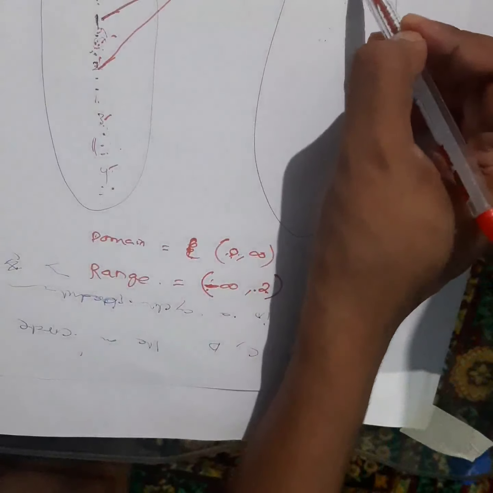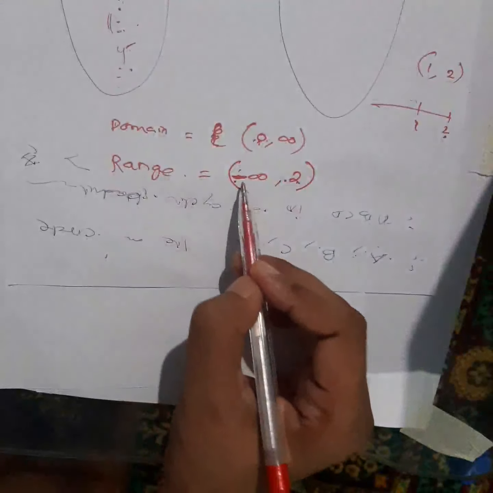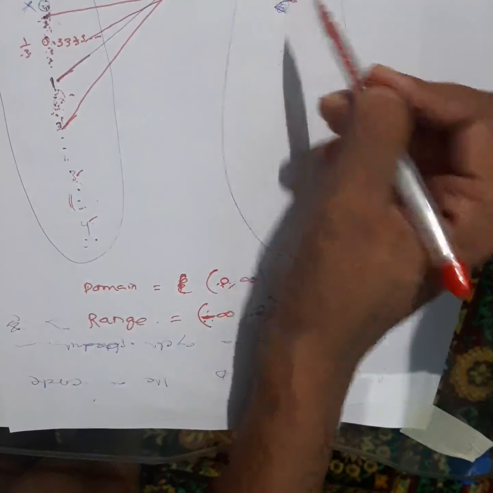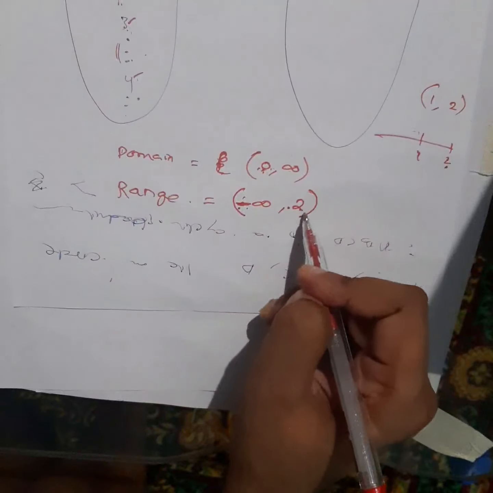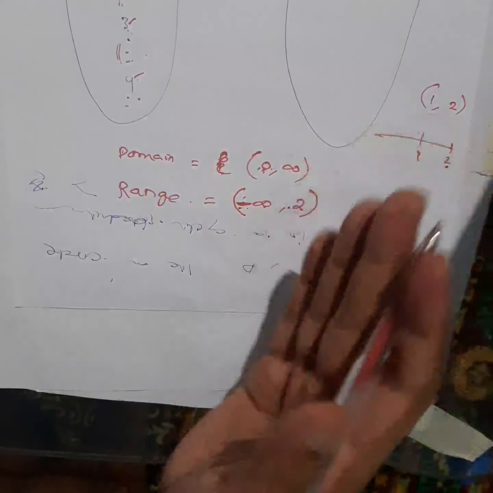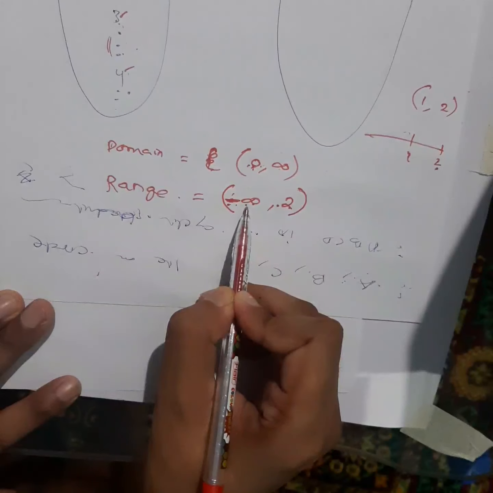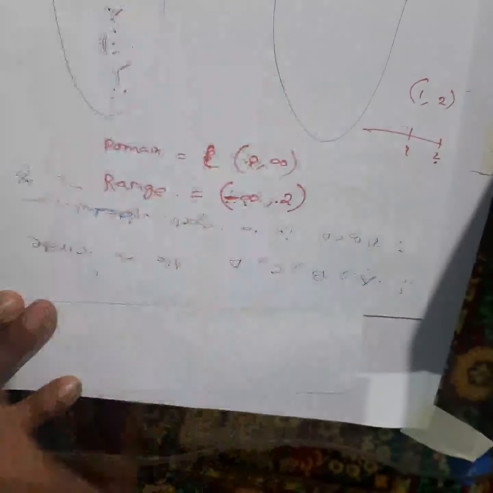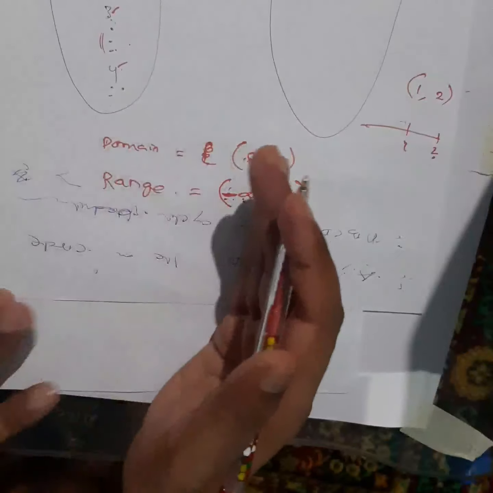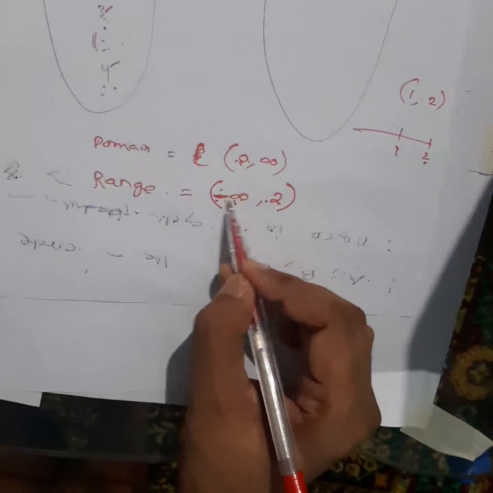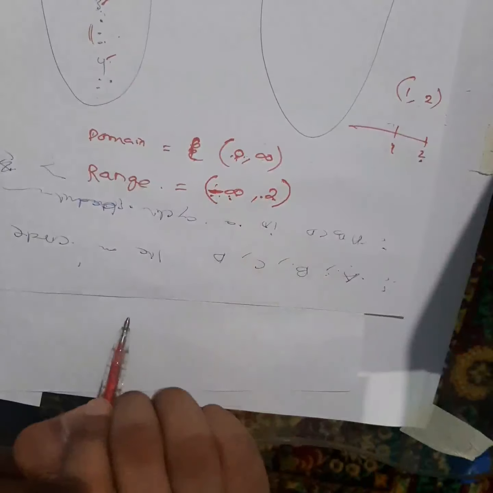So that's why, what is the range? These are all images. So the range I have written from minus infinity to 2, but 2 is not an image, that's why you can see an open interval. And minus infinity is not a boundary element. This is just a symbol we use to denote a very small number which we cannot reach. Clear? So that's why it is not a boundary element, and that's why again an open interval.